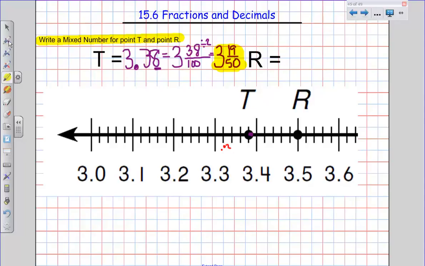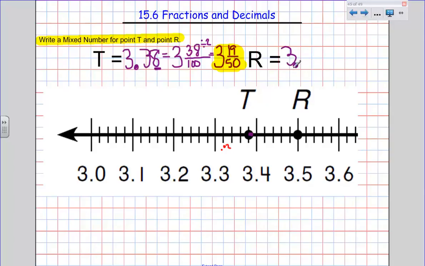Okay, let's look at point R to go over that idea of how we got that answer again. So point R is located, it looks like, right at 3.5. So my decimal would be 3.5. Is that what my question is asking me though? No, it's asking me for a mixed number.